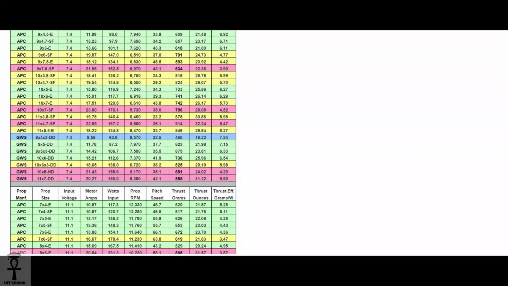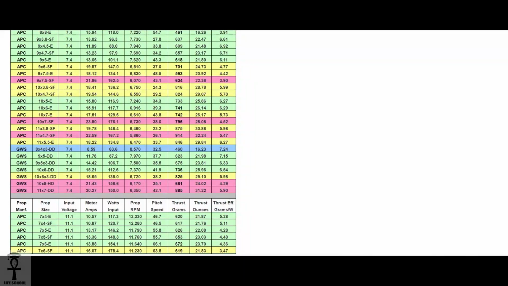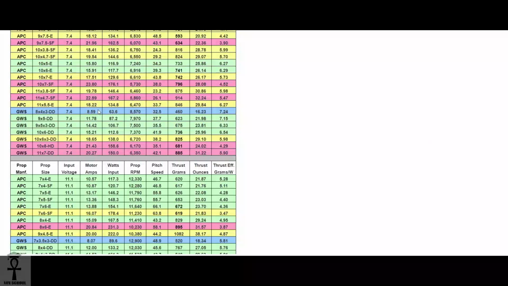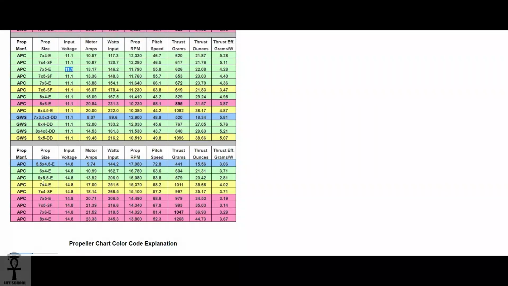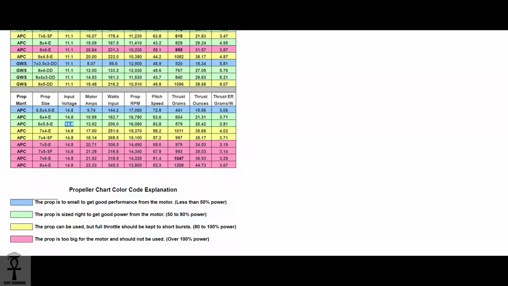After that, we need to check which prop is again good for it. Now this prop, the 10 inches by 10 inches size and 5 inches pitch prop, is good for it at 7.4 volts, that is a 2 cell battery. This is a 3 cell battery, 11.1, then a 4 cell battery. So this motor is not compatible with 5 cell and 6 cell batteries. It is just compatible up to 4 cell batteries, and that too a 4 cell battery with a low sized prop.